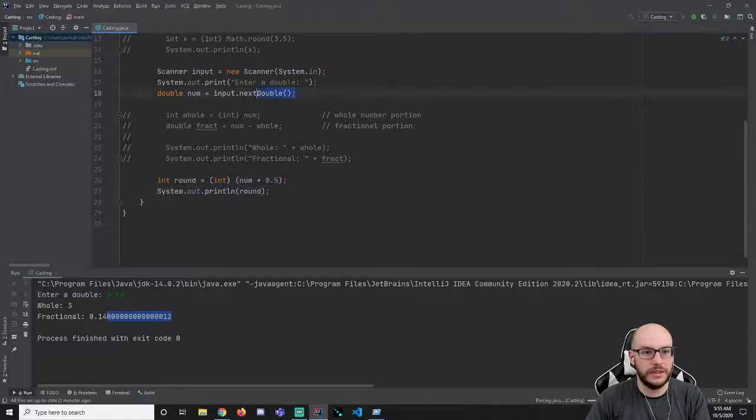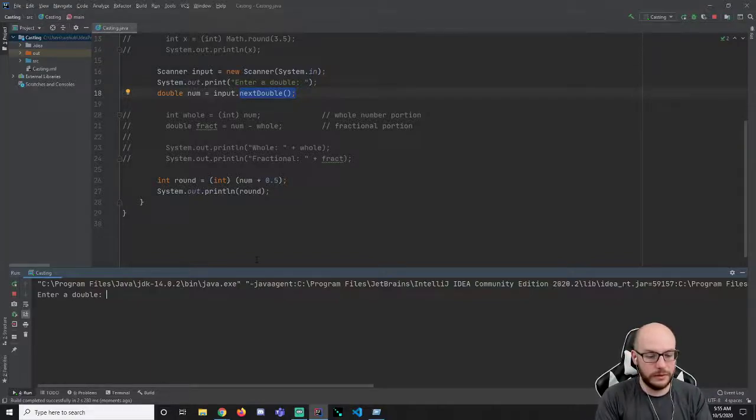And I'll test this with several different numbers using our double. So enter a double. Okay. What about 5.49? Think about it for a moment. What should that round to? Should round down to 5.